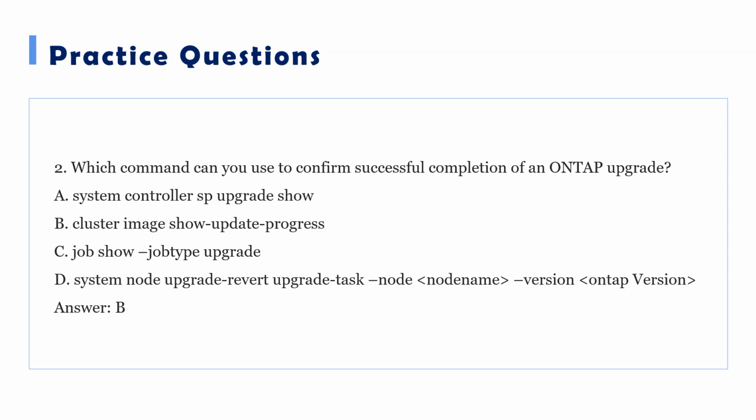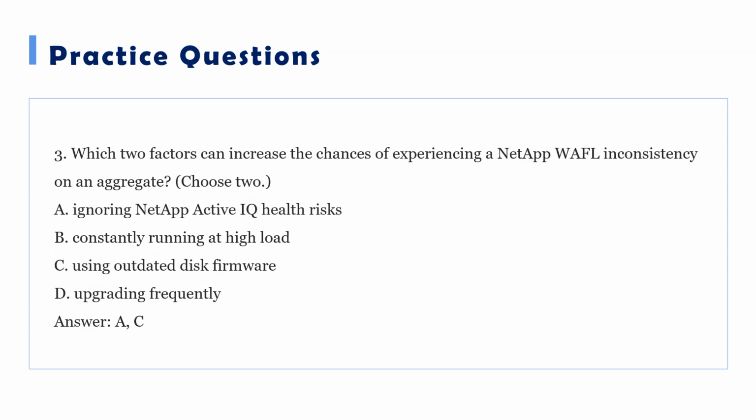A. system controller sp upgrade show. B. cluster image show-update-progress. C. job show -jobtype upgrade. D. system node upgrade-revert upgrade -task -node <node name> -version <ONTAP version>. Answer: B. 3. Which two factors can increase the chances of experiencing a NetApp WAFL inconsistency on an aggregate?